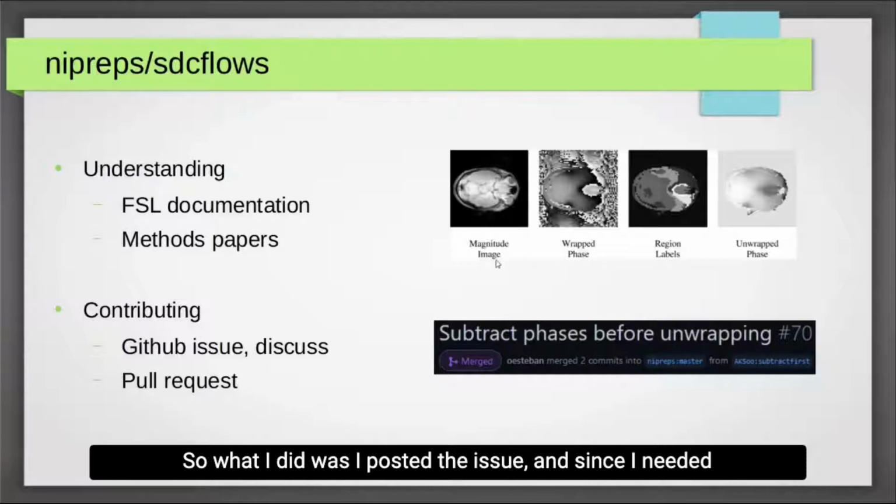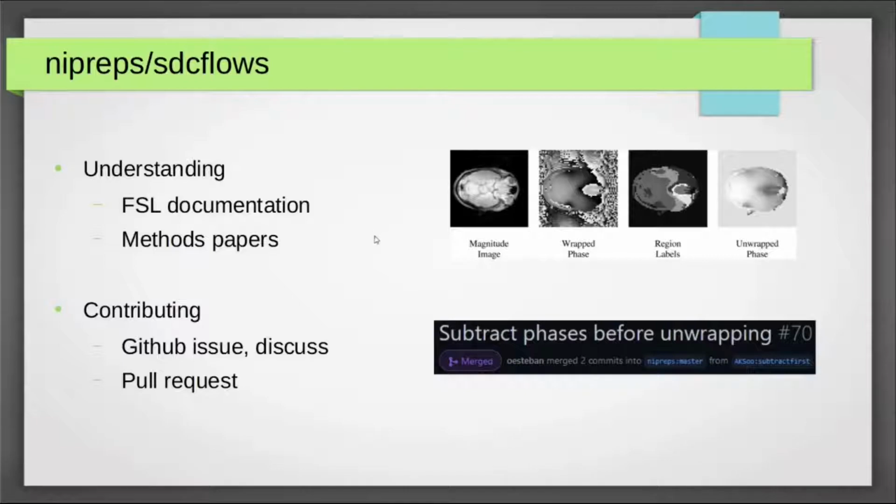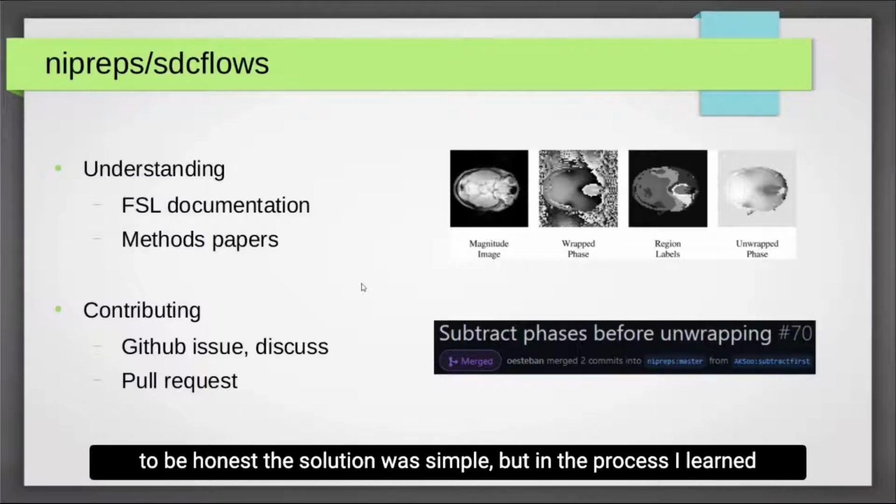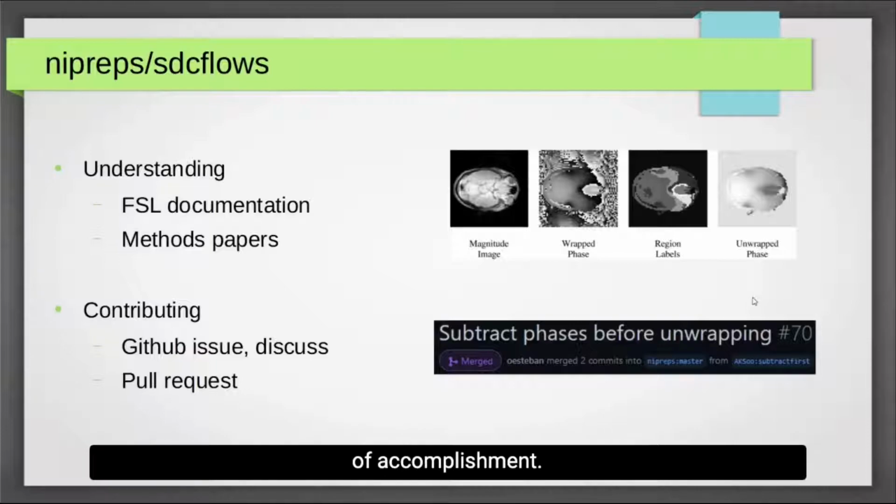So what I did was I posted the issue, and since I needed this myself, I dug into the documentation for the SDC code and software to identify the problem myself. Even after all that, I still didn't feel I fully understood the problem, so I read the original methods paper and discussed directly with the fMRIPrep maintainers. And, to be honest, the solution was simple, but in the process, I learned a lot about fMRI data processing and felt a huge sense of accomplishment.